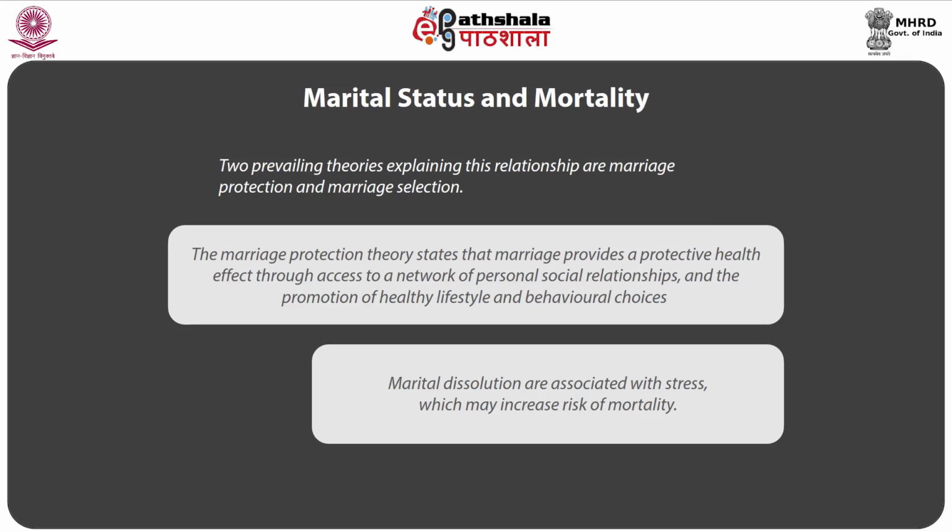Marital status and mortality. Two prevailing theories explaining this relationship are marriage protection and marriage selection. Marriage protection theory states that marriage provides a protective health effect through access to a network of personal social relationships, improved social status, access and support, and the promotion of healthy lifestyle and behavioral choices. Marital dissolution is associated with stress, which may increase the risk of mortality.